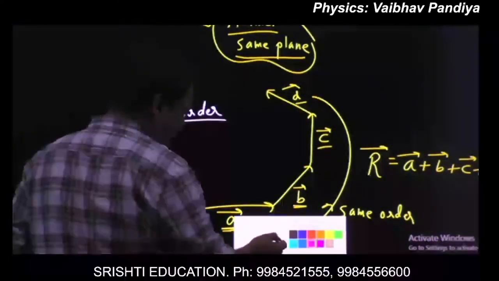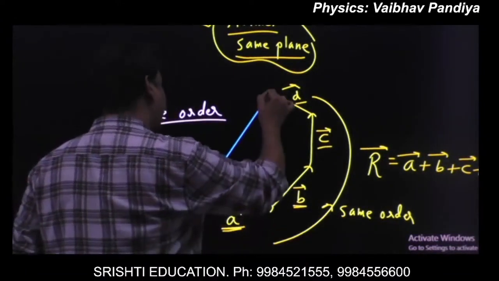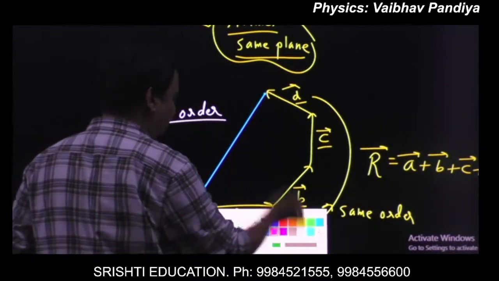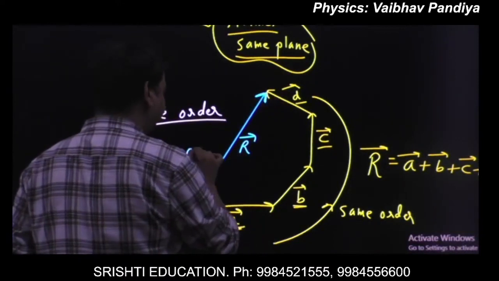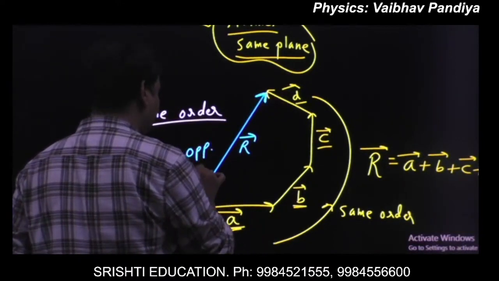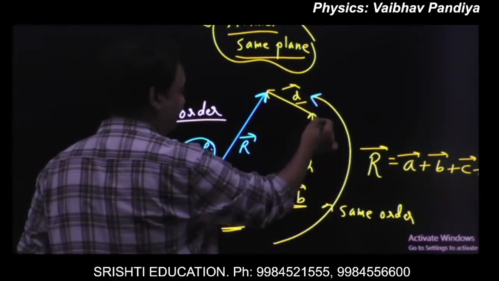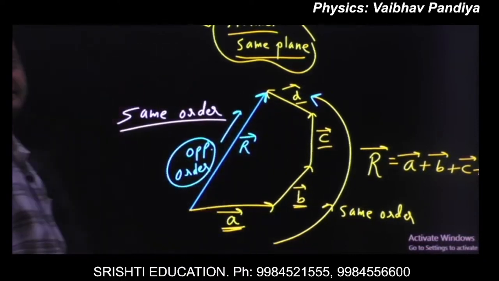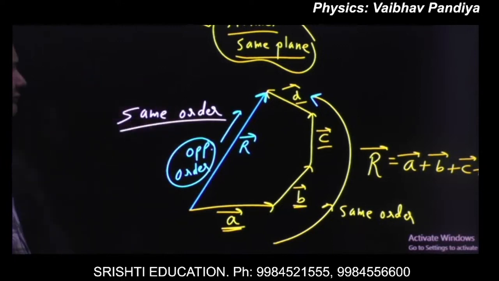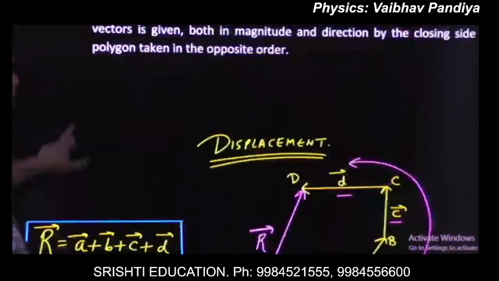So if you are representing a number of vectors to be added by the adjacent sides of the polygon taken in the same order, then the resultant will be given by the closing side of the polygon taken in the opposite order. Okay, taken in the opposite order. Now see, you are going in the same order like this for adding the vectors. The resultant is in opposite order. So this is called the Polygon law of vector addition. You can make this figure, and then after making the figure, you can write formally what is Polygon law of vector addition.